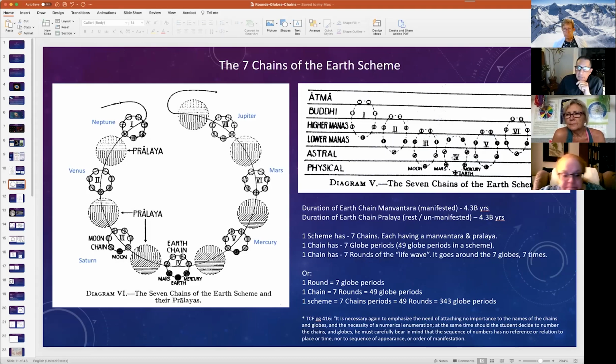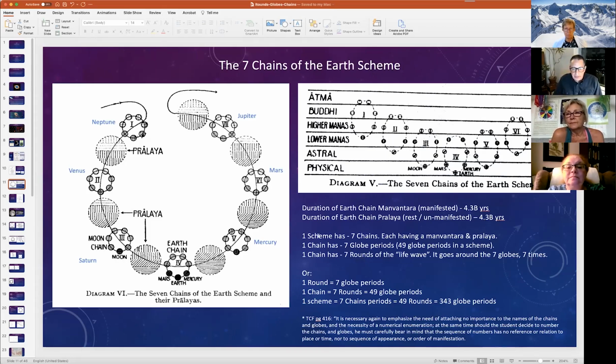Then the pralaya between the previous chain and the next chain is also 4.3 billion. So if it's true that we're roughly 2 billion years into the Earth chain, we won't be on the Mercury chain for another 6 billion years. Another 2 billion to complete the chain, another 4 billion to pralaya, and then the Mercury chain will start.